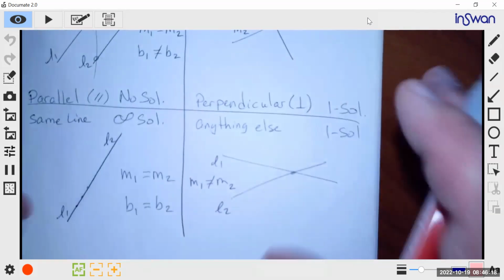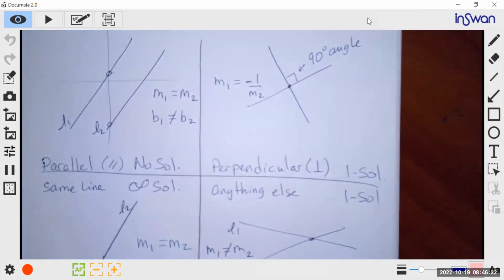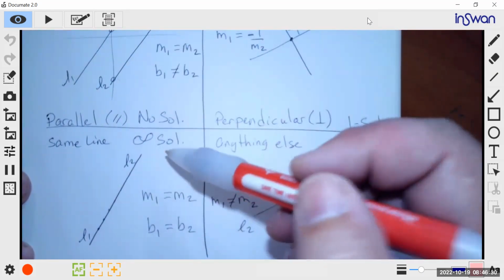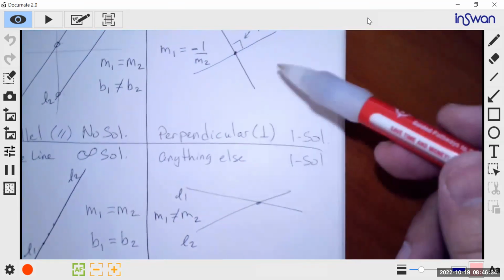Okay, so this chart is very important. If I gave you two equations and you set them to slope-intercept form, look at the slopes. If the slopes are the same, it's one of these two. If the slopes are not the same, it's got to be one of these two.